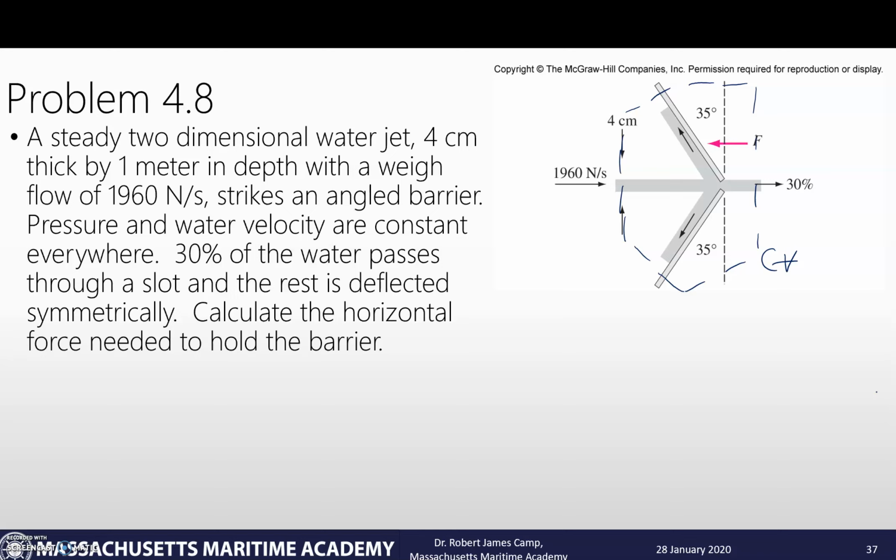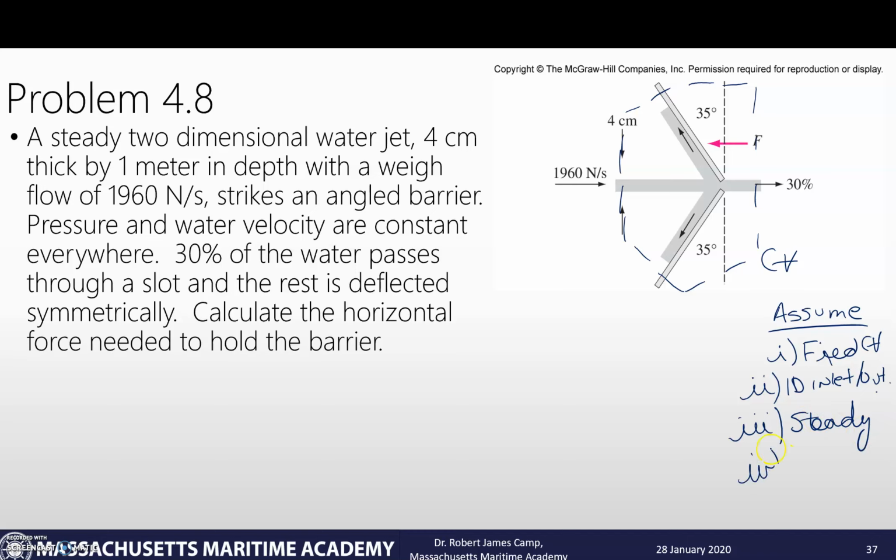So let's make our assumptions and then get our data together. I'm going to assume a fixed CV because it's not deformable. I'm going to assume one-dimensional inlets and outlets because, once again, I drew it like that, and so I know that they're one-dimensional. I'm going to assume a steady flow. Why do I assume a steady flow? There's nothing in the problem that says it's unsteady. Lastly, I'm dealing with a water jet. Water is generally incompressible, so we're going to assume constant density.